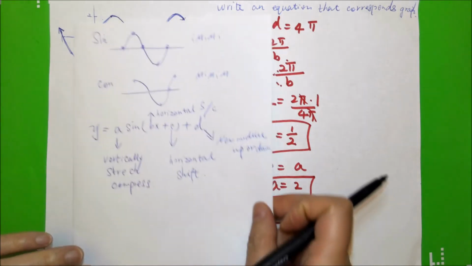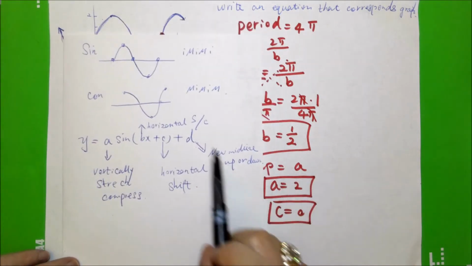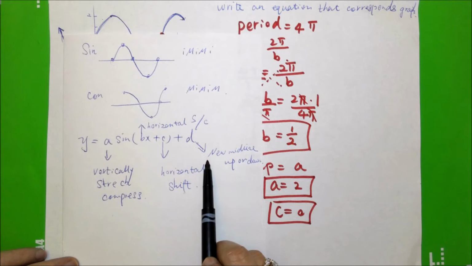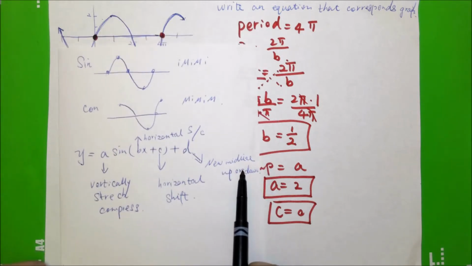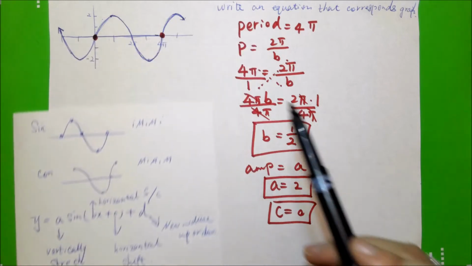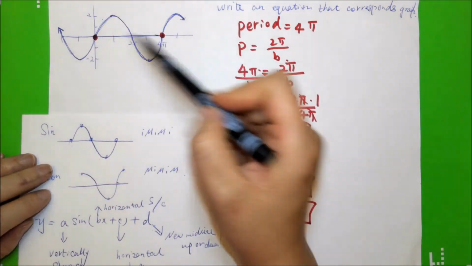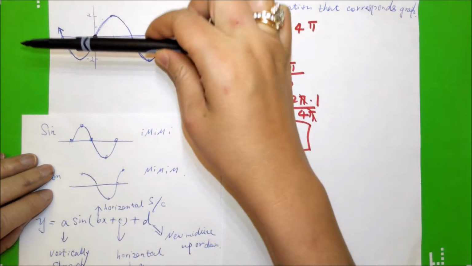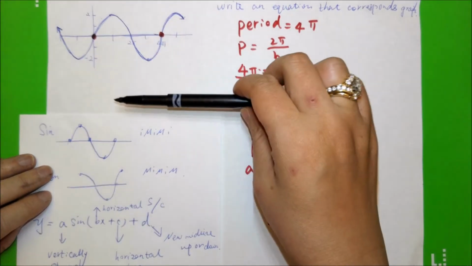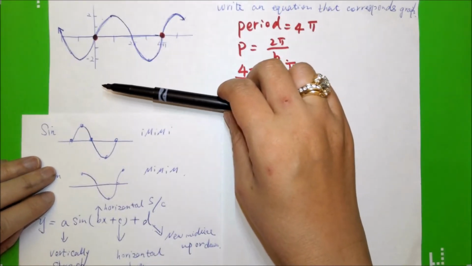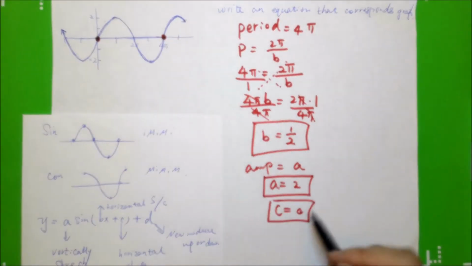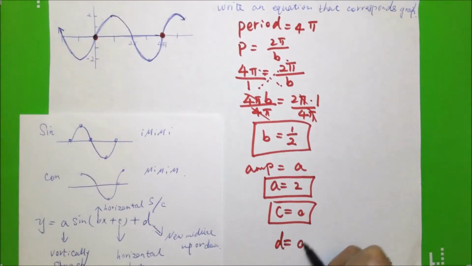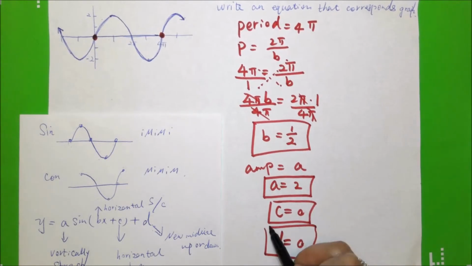Last, I would like to figure out what D is. D will be your new middle line. Have you translated your graph up or down? When you look at the graph, I have not changed the up or down for my graph. All I have done is vertically stretch the graph by 2. Therefore, D also equals 0.